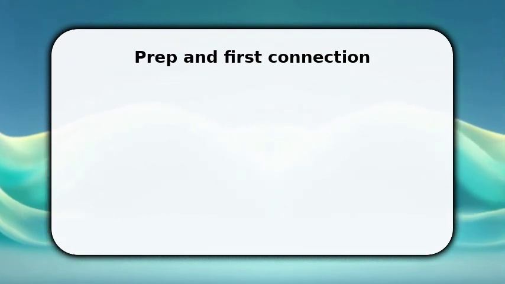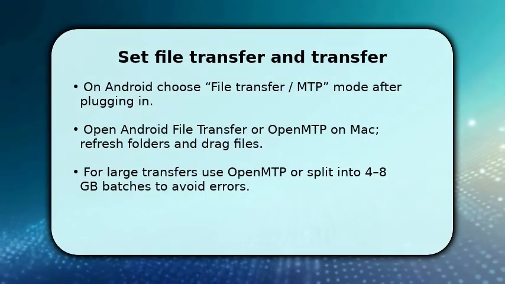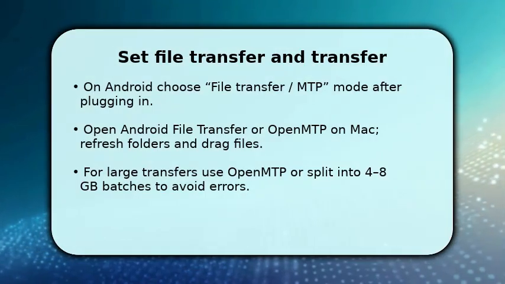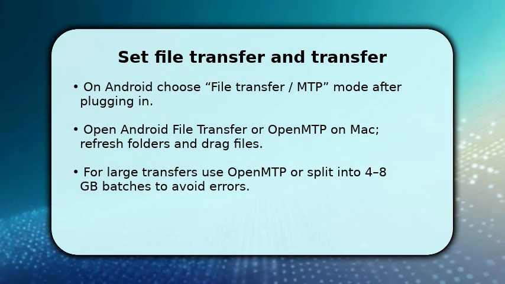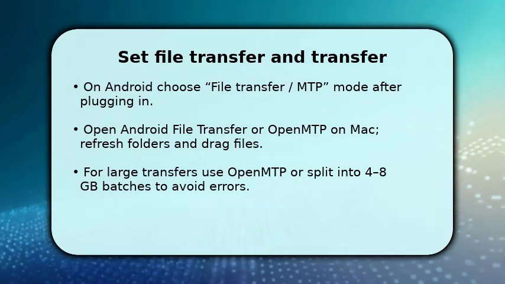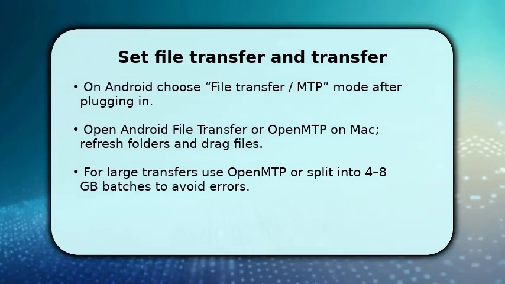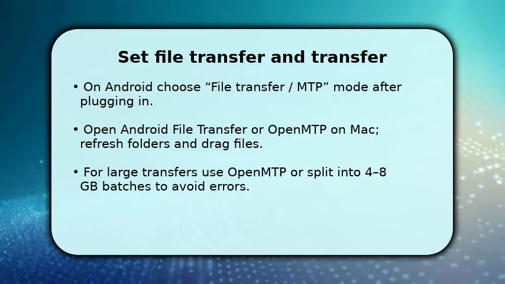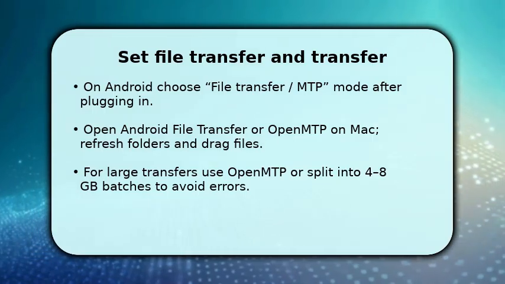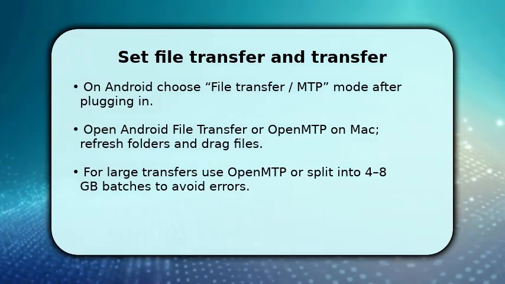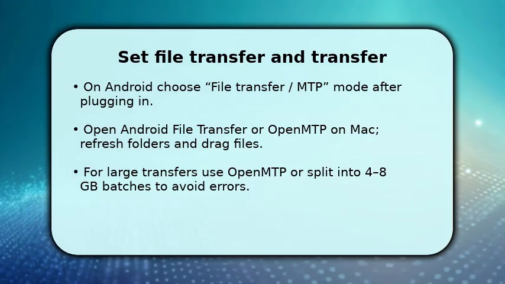Once the phone is connected, swipe down the notification shade and pick File Transfer, MTP. Make sure the Mac recognizes the device. Open Android File Transfer or open MTP and let it index your folders. Drag and drop files to copy and watch transfer progress. If a transfer stalls, cancel and retry smaller batches.